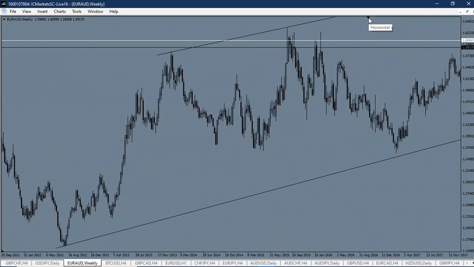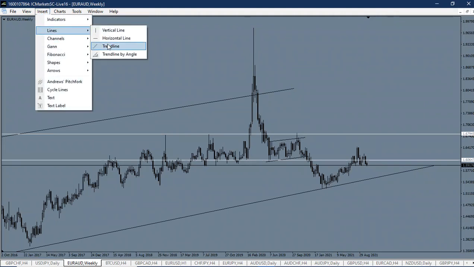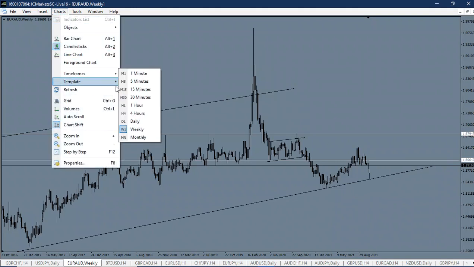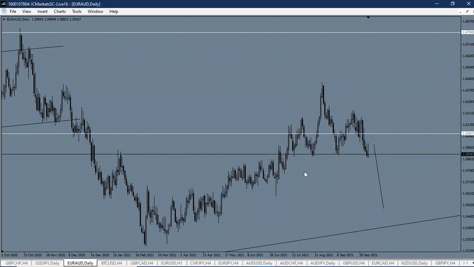So retested right here, so we know we are expecting a push towards that trend line right there. So let's drop to the lower time frame to see what's happening here. As we can see here, right here, we had a left shoulder, head, and a right shoulder right there.